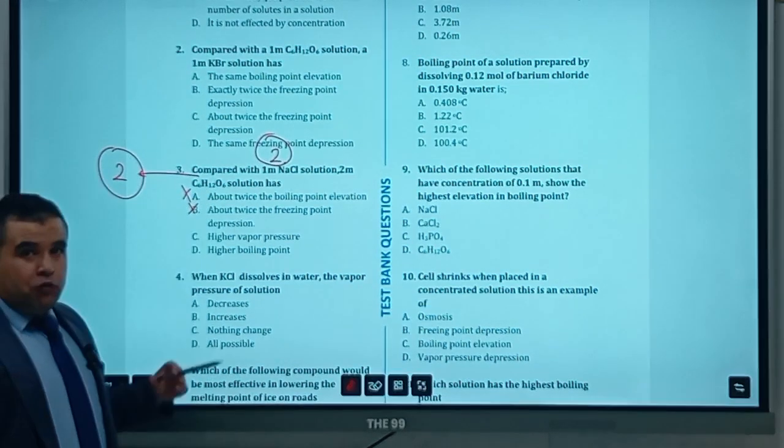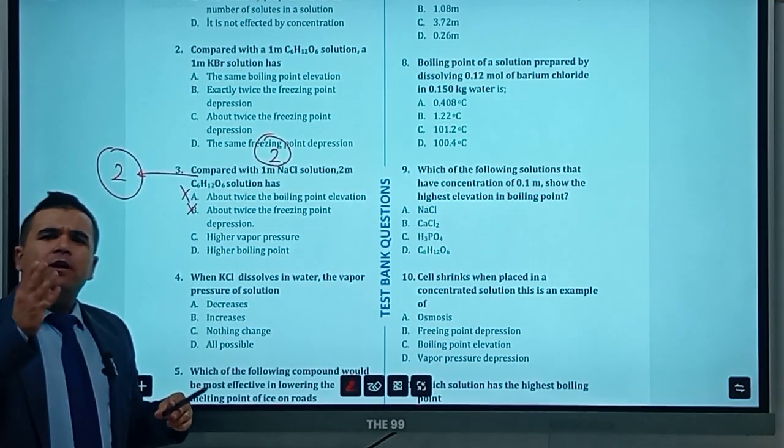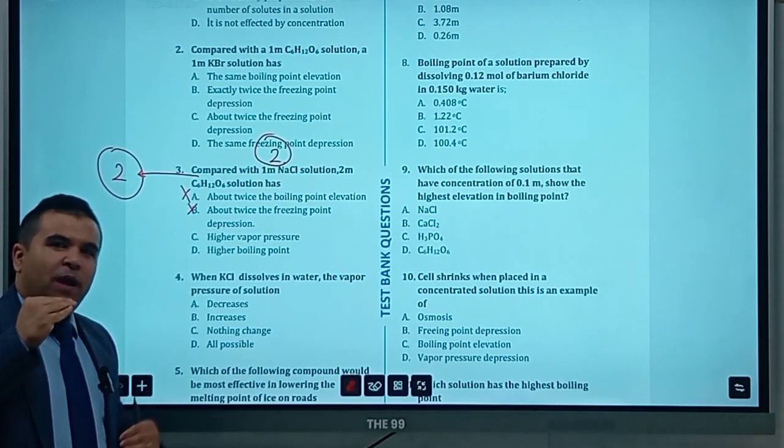Higher vapor pressure, the solution of sugar, or the higher boiling point. Guys, the actual vapor pressure is higher than the expected.